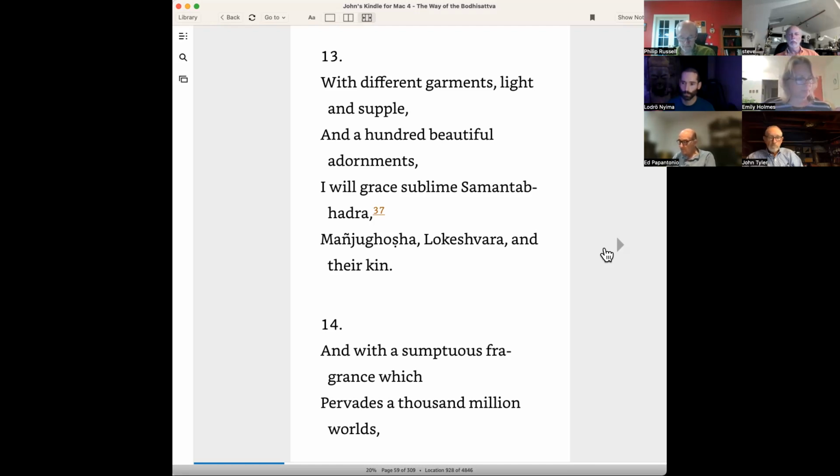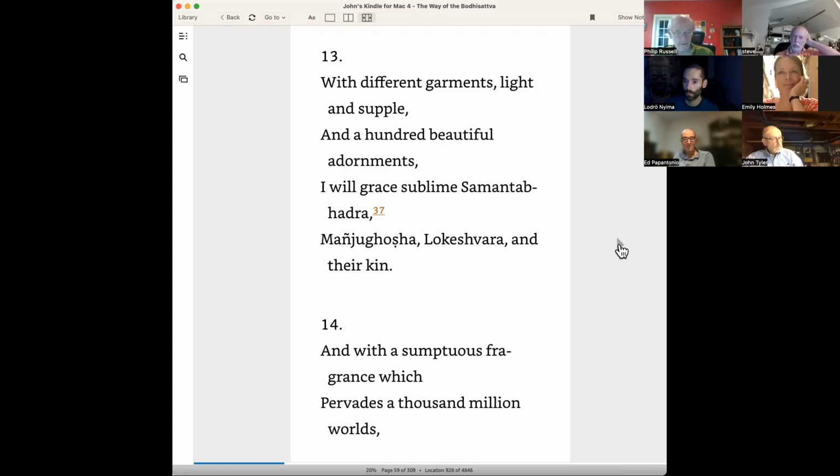So if someone could read verses 14 to 19. The idea again is to actually imagine that we're making these offerings, we're trying to connect with the open state of mind, letting go and experiencing these qualities that both exist in us, but also are represented by the Buddhas and Bodhisattvas. So verses 14 to 19.